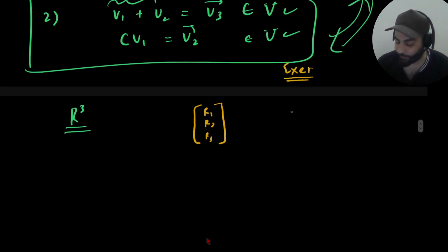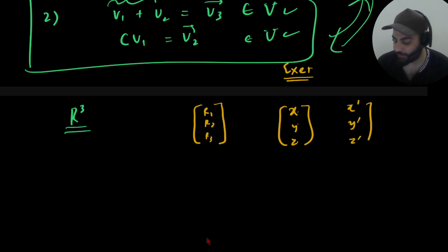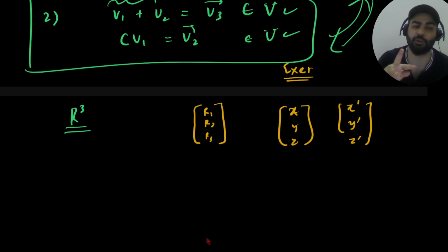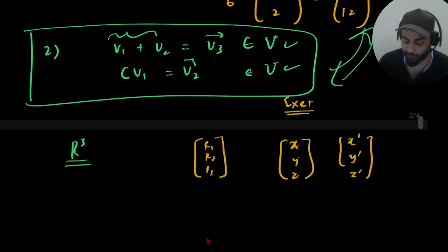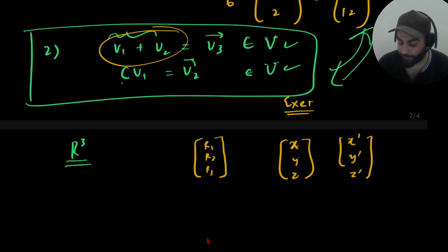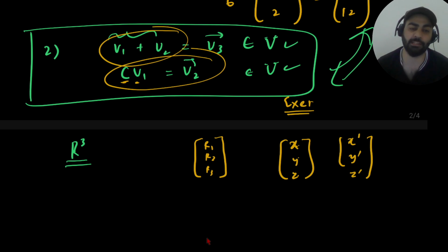But let's suppose x, y, z is a vector in R3 in which these entries are real. If you take x dash, y dash, z dash as another vector and add them, the addition of two real numbers is again real, so this property is followed. The multiplication of a real number with a real number also gives a real number, so this property is also followed. So you can see that R3 is a vector space.